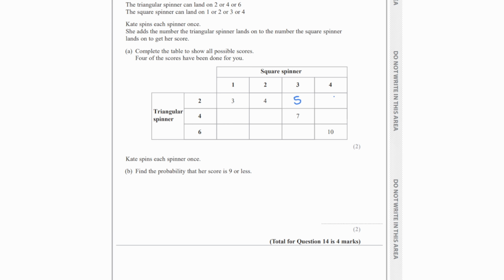Add 4 and 2 together to give you 6. Add 4 and 1 to give you 5. 4 and 2 to give you 6, and so on. Fill in your table like this. That's what you should have had.